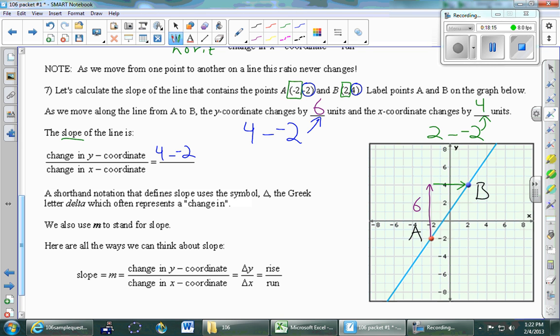So the x's are boxed in green, 2 minus -2. Questions on where the green numbers came from? Okay, so we can crunch them together. Upstairs is how much? 6 divided by downstairs, 4. That's fine, but we'll go ahead and reduce it to 3/2.